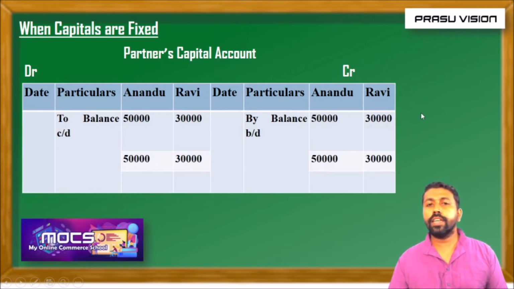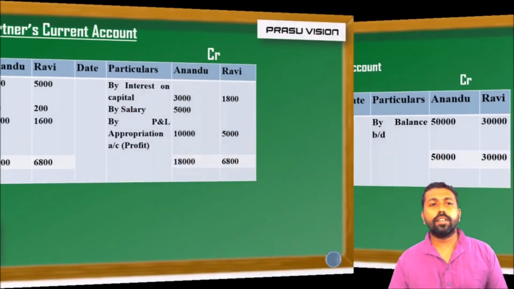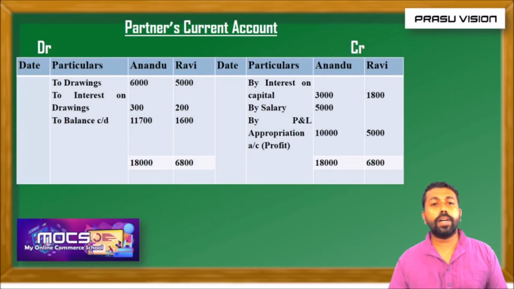I think it is very clear. Then we have to prepare another account, the partners' current account. Here we are writing on the credit side by interest on capital. There is no opening balance of current account given in this question. So we are writing by interest on capital 3,000 and 1,800.